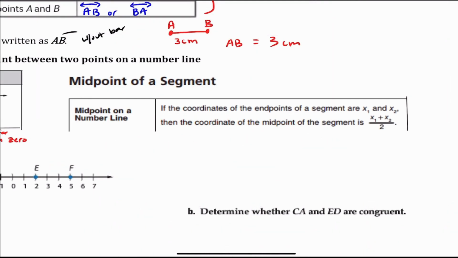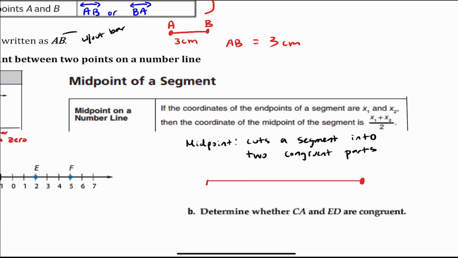Now the midpoint of a segment. If the coordinates of the endpoints of a segment are x sub 1 and x sub 2, then the coordinate of the midpoint of the segment is x sub 1 plus x sub 2 all over 2. It's basically taking the average of 2 points. Now I'm going to make a quick note here about the word midpoint. Whenever we see the word midpoint, we always need to know that it cuts a segment into 2 congruent parts.